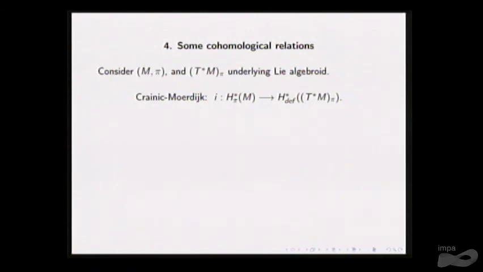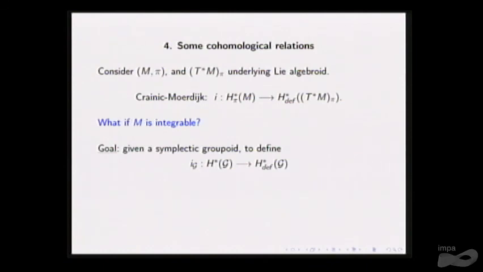But in the case of an integrable Poisson structure, we want some similar relation. So what if M is integrable? We get some similar cohomological relation. And so the goal is to define one map, I_G, for a symplectic groupoid, which goes from the differentiable cohomology of G to the deformation cohomology of G, where G is the symplectic groupoid integrating this Poisson manifold. Note that this map I_G is the global analogue of the map I, because here the Poisson cohomology is equal to the algebroid cohomology of T*M, and here we have the groupoid cohomology of the groupoid integrating T*M. And the same thing here. Here G is the groupoid integrating this algebroid associated to the Poisson structure.